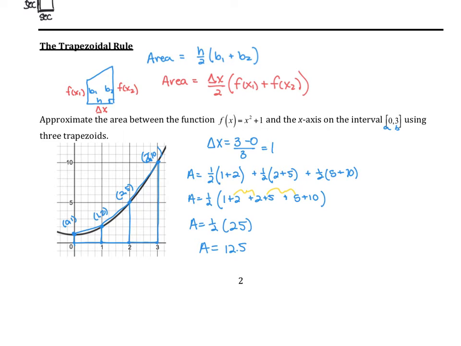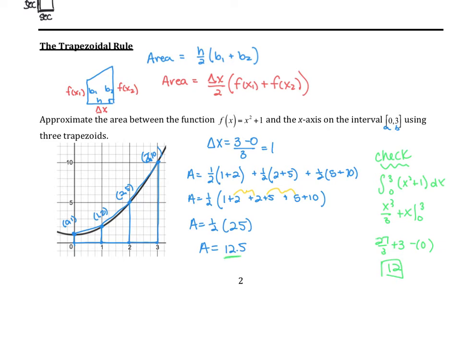So let's just check that. Let's just see what the definite integral tells us it should be. So if we go from 0 to 3 of x squared plus 1 dx, we'd get x cubed over 3 plus x evaluated from 0 to 3. So we'd get 3 cubed, which is 27 over 3, plus 3, minus 0. So we get 9 plus 3, and we get 12. So the actual area is 12.